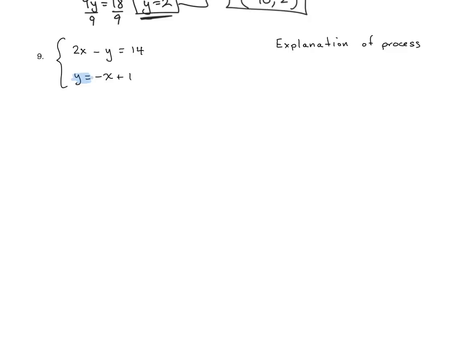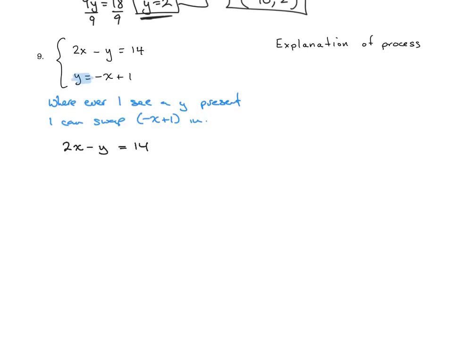So what this means again is that wherever I see a y present, I can swap the quantity of negative x plus 1 in. So we write that first equation, which says 2x minus y equals 14.